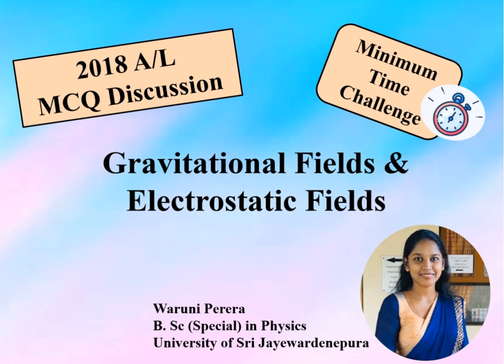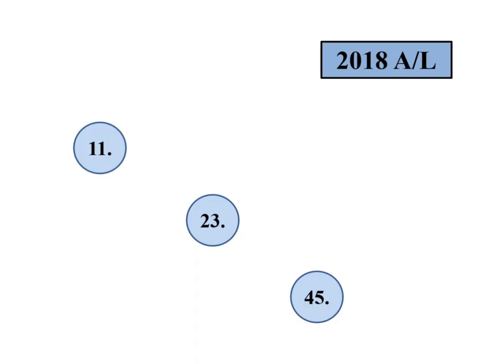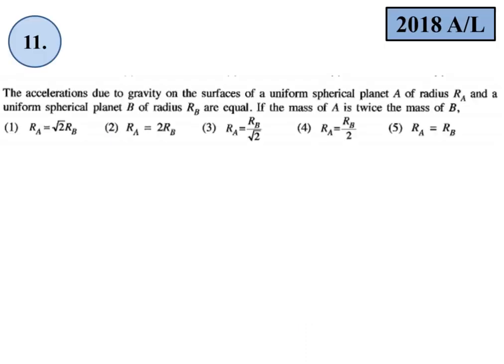In the 2018 A-level paper, there are mainly 3 questions related to this field: number 11, number 23 and number 45. The first question, number 11, gives two uniform spherical planets, capital A and capital B, with different radii, RA and RB, and different masses, MA and MB.